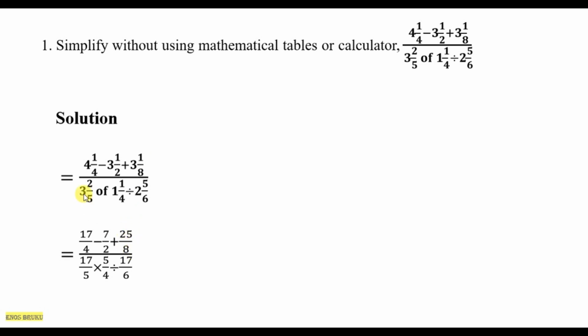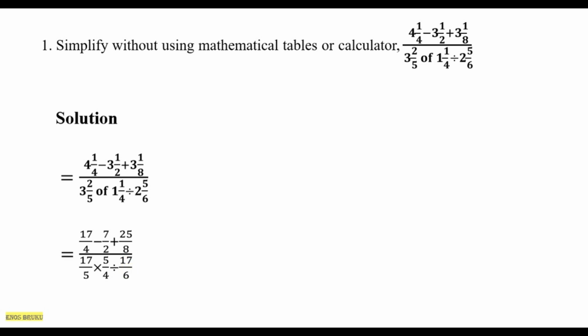Now we come to the denominators. We have 3 whole number 2 over 5. So 5 times 3 will give us 15, and 15 plus 2 is what? 17. Good. And then the next one is 4 times 1, which is 4, plus 1 will give us 5 over 4, divided by, and then now we have here 6 times 2, which is 12. 12 plus 5 will give us 17. So we have 17 over 6.